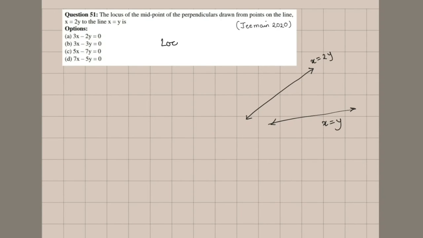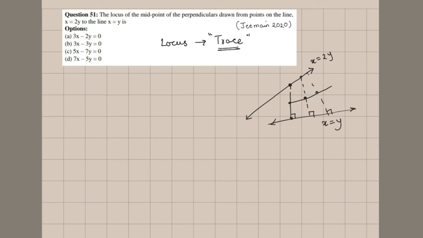Locus is nothing but the trace of that point. You just need to find on which curve that point lies. That is the only meaning of locus. So we need to find the midpoint of perpendiculars drawn from the points on the line. Let's take a point. If you draw a perpendicular, you get another point which is on x equal to y. Similarly, from this point, if you draw another perpendicular, we need to find the midpoints of all these perpendiculars. If you join all these points, you get a curve. We need to find that curve.